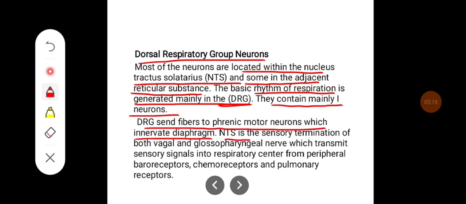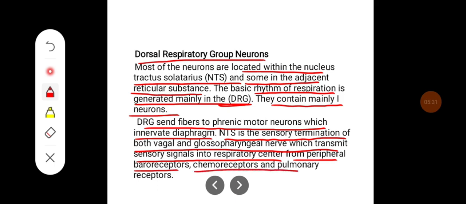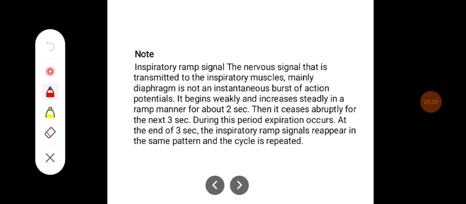The nucleus tractus solitarius is the sensory termination of both the vagal and glossopharyngeal nerves, which transmit sensory signals to the respiratory centers from peripheral baroreceptors, chemoreceptors, and pulmonary receptors.